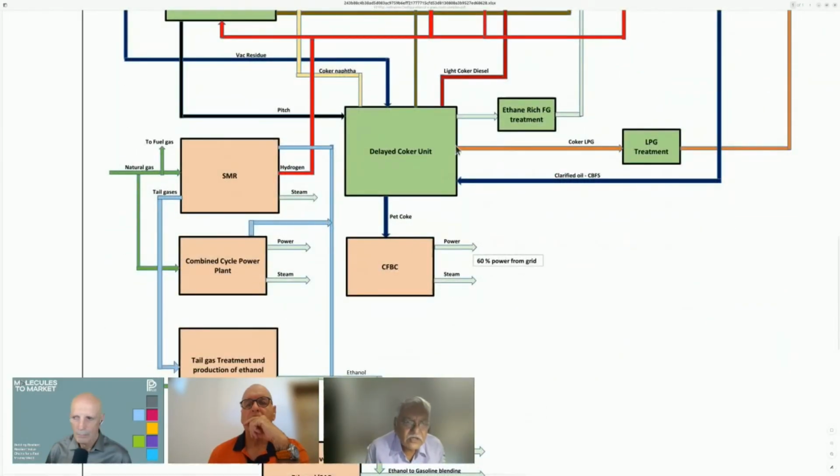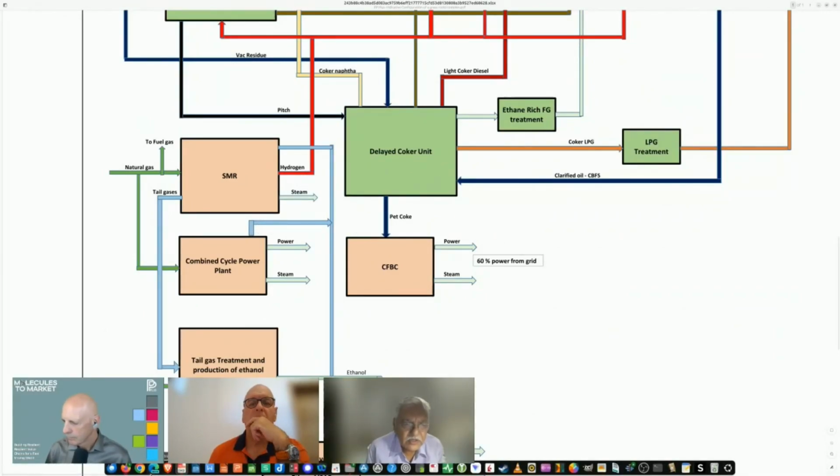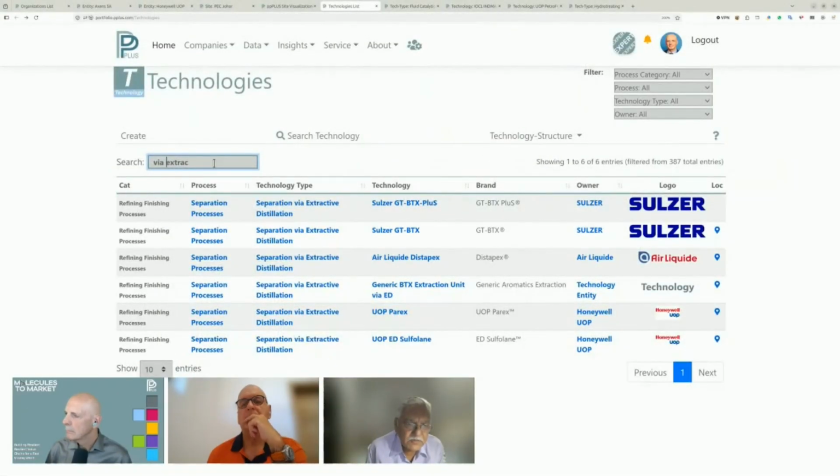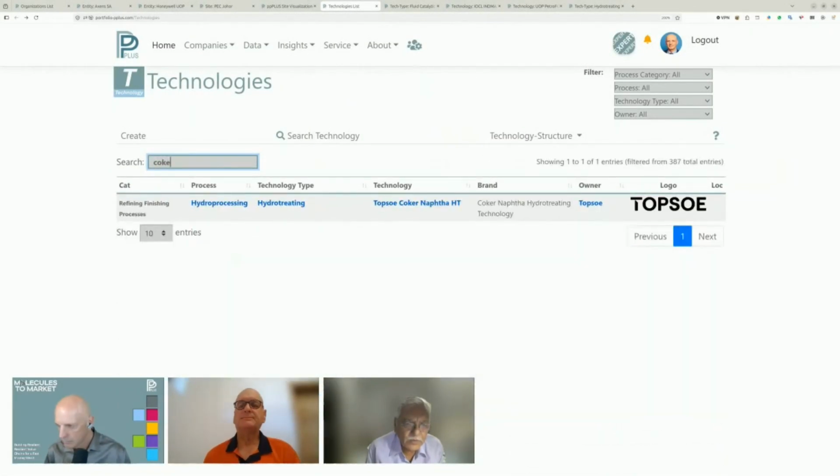Now, delayed coker, actually, none of them have the technologies, whether it is Axens or UOP. So technology selection will have to be done. But in the past, we have noticed that UOP has some loose agreement with ABB on this.